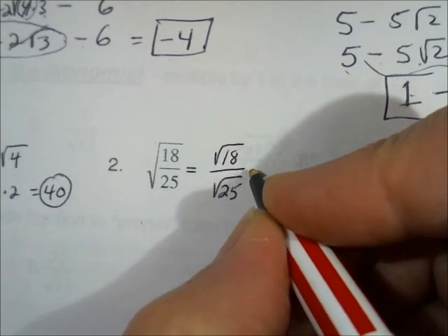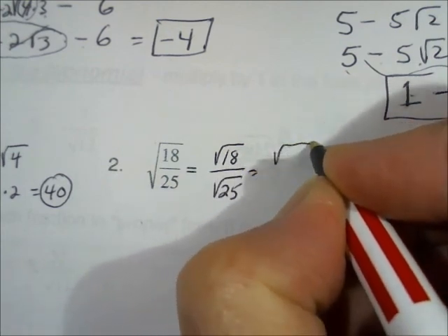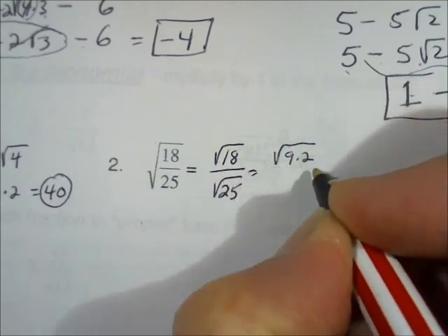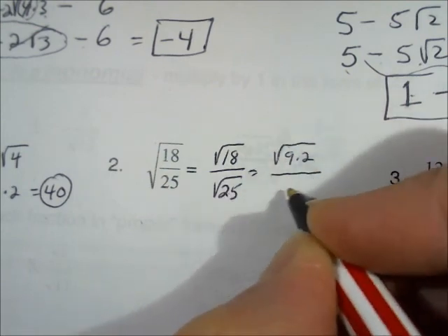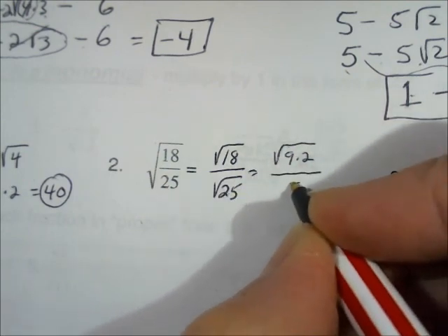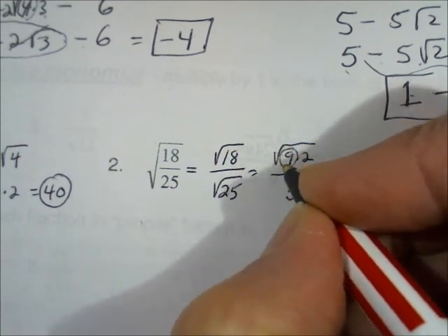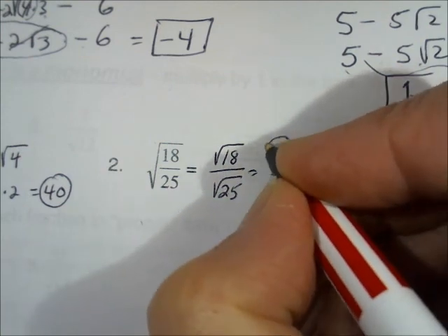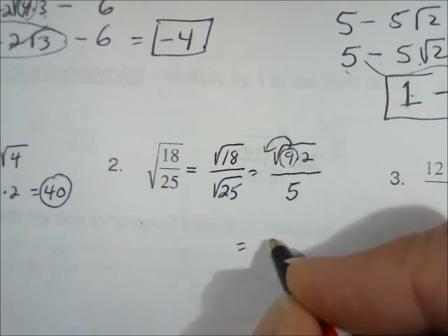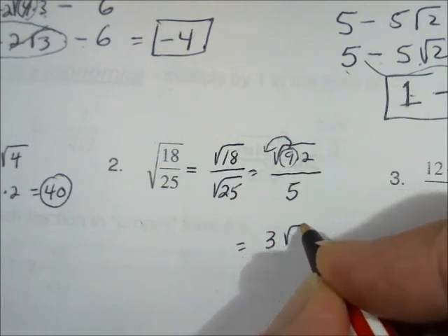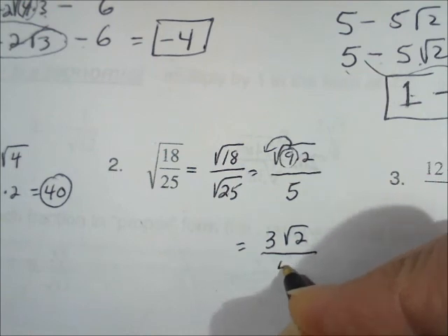So what we can do is we can reduce 18 down. The square root of 18 is 9 times 2. And the square root of 25, well, 25 is a perfect square, so you're just going to take that square root and get a 5. And that square root of 9 can be taken outside and be called 3. So this final answer is 3 times the square root of 2 on the top over 5 on the bottom.